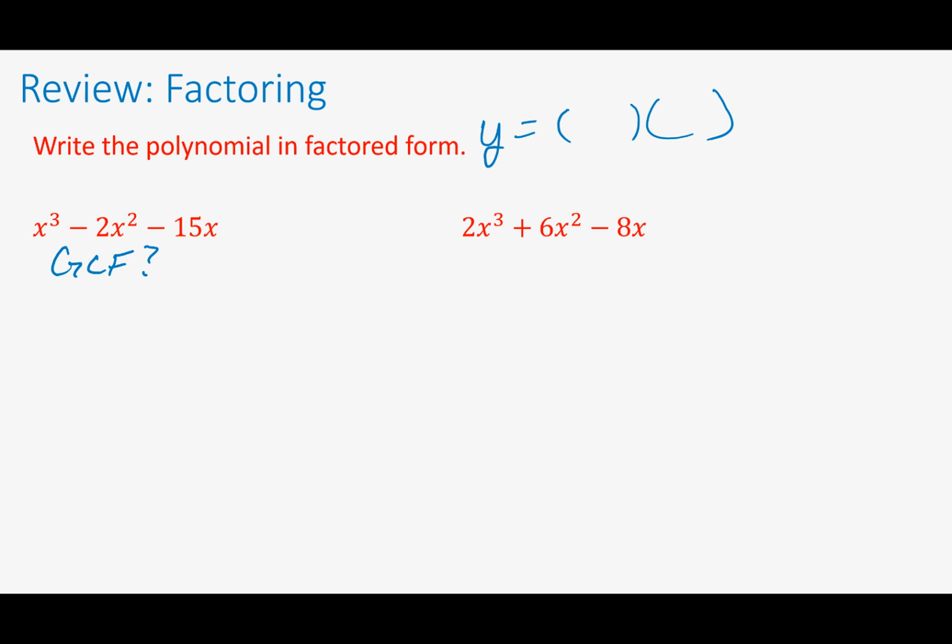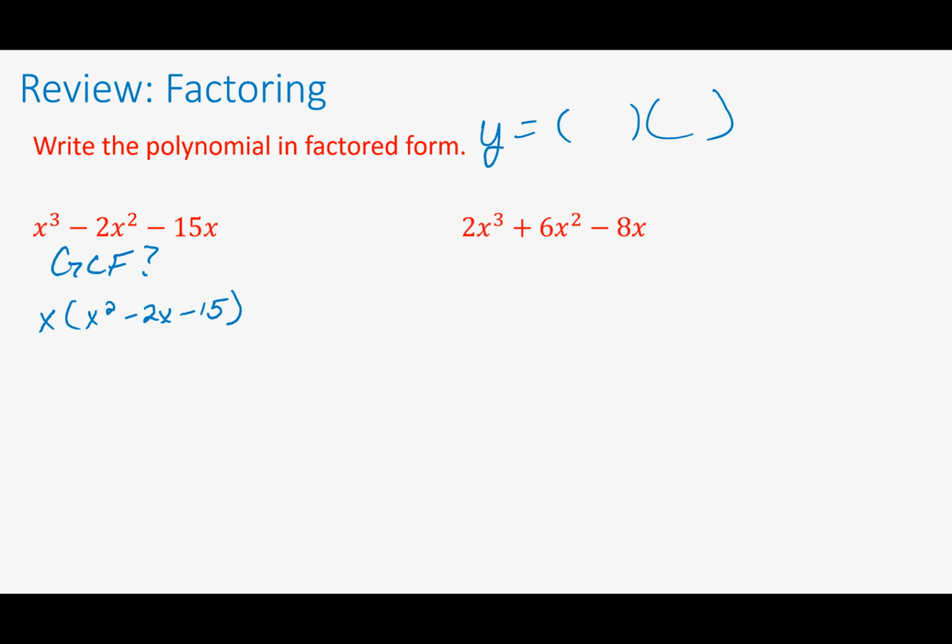So this one I have x cubed minus 2x squared minus 15x. What would be my greatest common factor of this? Just x. That's as far as it goes; I can't take a number out. The first term has 3 x's, the second term has 2 x's, the third term has 1 x. So I could factor an x out. So x times x squared gives me back my equivalent x cubed, minus 2x minus 15. So my greatest common factor in this one was just x, which I brought out.